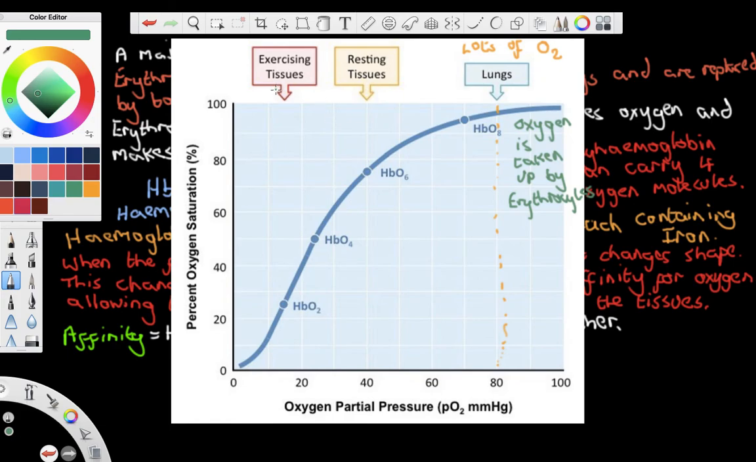In the exercising tissues, there isn't much oxygen. I'll do this colour. So there's not much oxygen. Okay? So little oxygen. This oxygen partial pressure is just saying how much oxygen is available in those tissues. Okay? Therefore, oxygen is released by erythrocytes and given to the surrounding tissues. So O2 is released by erythrocytes and given to cells.